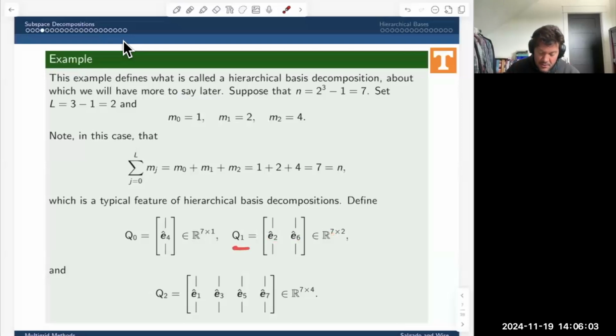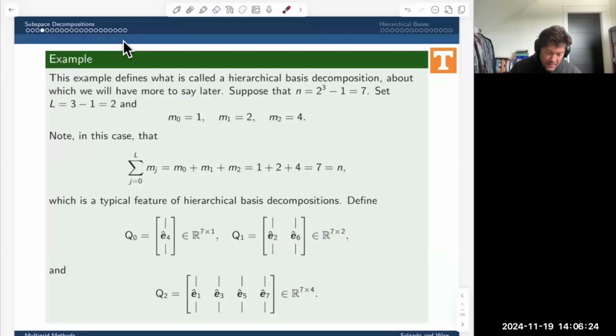So this Q matrix has 7 rows and 2 columns. And for Q2, I'm going to take E1, E3, E5, E7. So this matrix is 7 by 4. Of course, it's mostly zeros and it has a few ones. So that's how I'm going to choose the Q matrices.